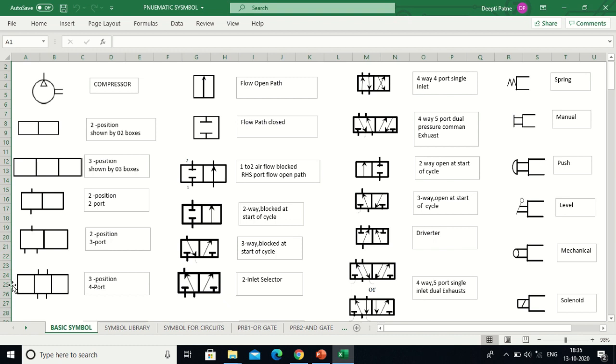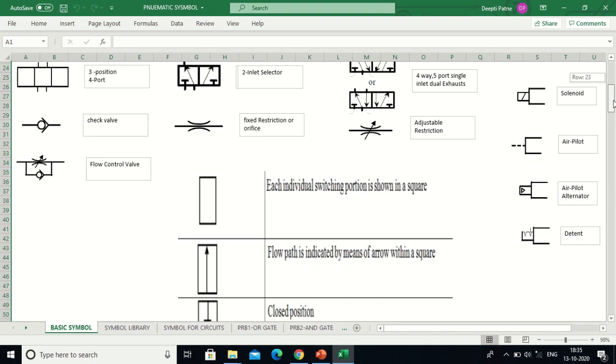The ports are fixed, but the valve can move. So if I want to push this valve to my left-hand side or right-hand side, I need a certain actuator signal. So these are the actuator symbols here. This is a spring actuator, manual, push button, lever, mechanical, and there are many solenoids. If you attach them on the right-hand and left-hand side, you can move the valve and shift it to whichever position you want.